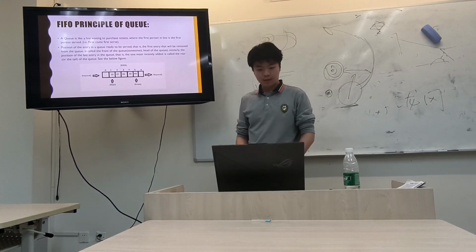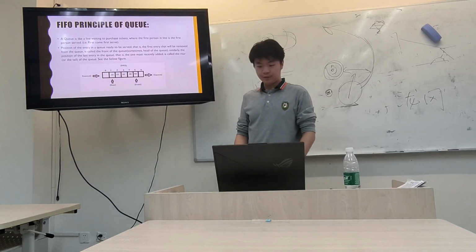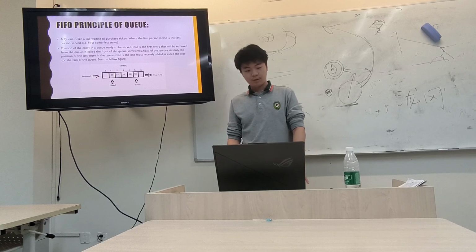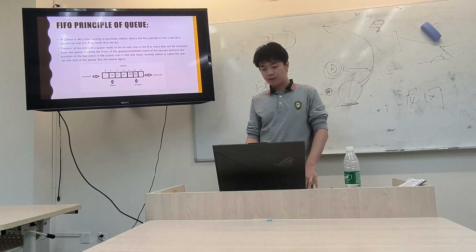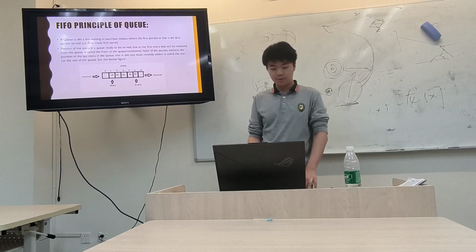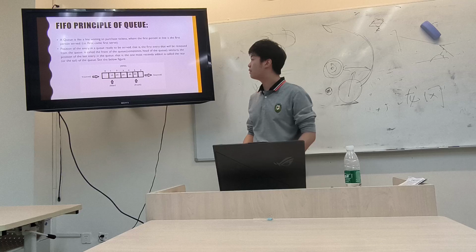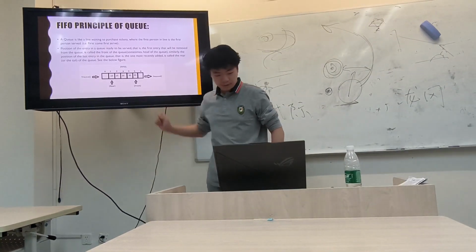A queue is like a line waiting to purchase tickets, where the first person in the line is the first person served. The position of the entry in a queue ready to be served, that is the first entry that will be removed from the queue, is called the front of the queue, sometimes the head of the queue. We can see it here. This is the front of the queue.